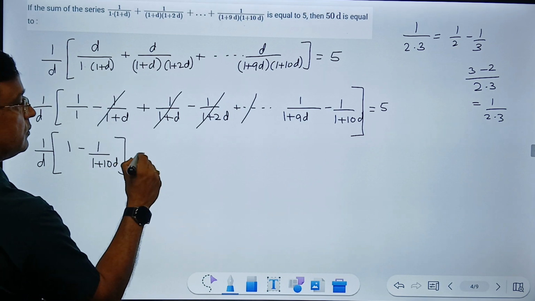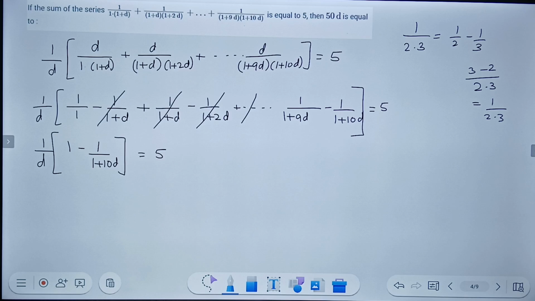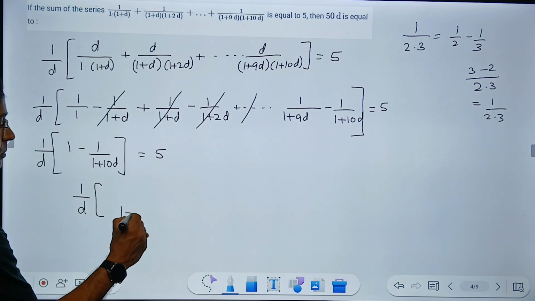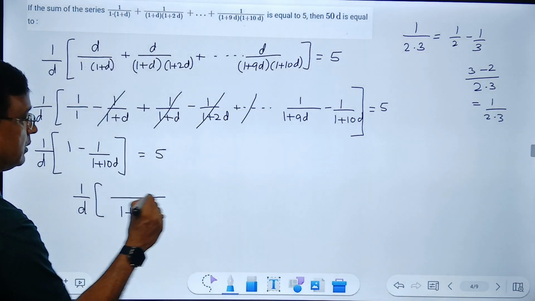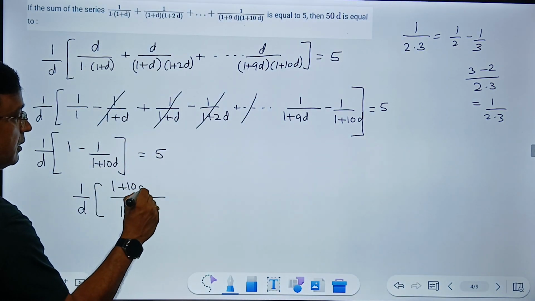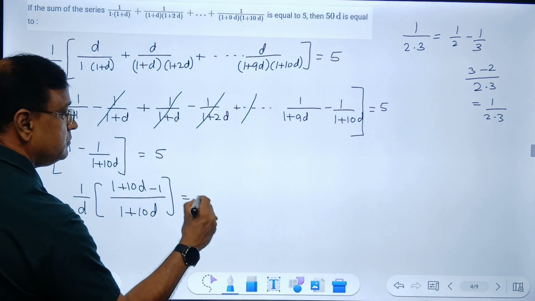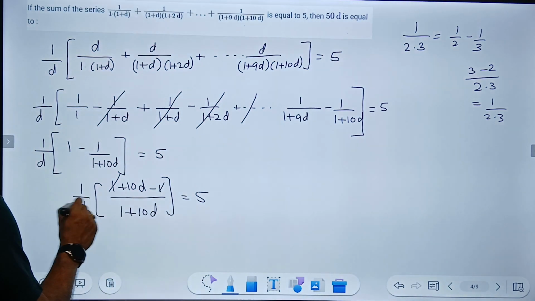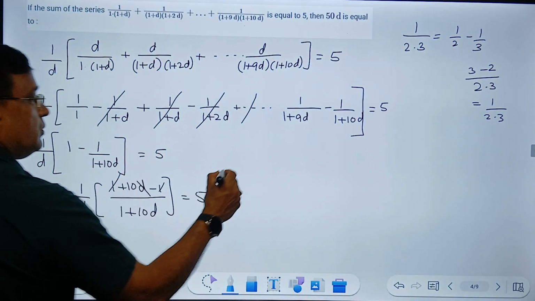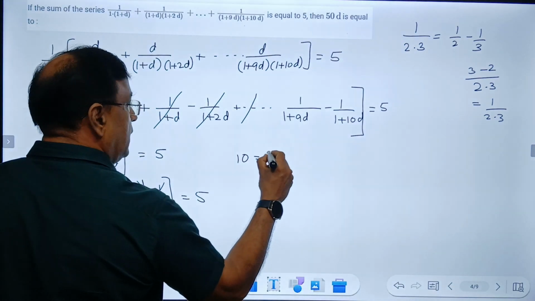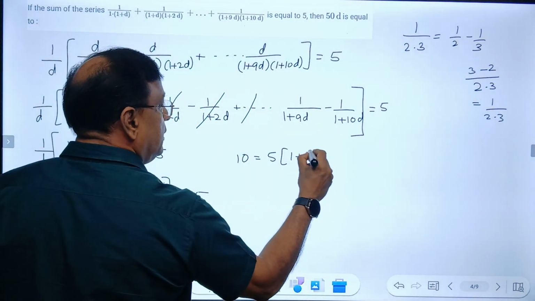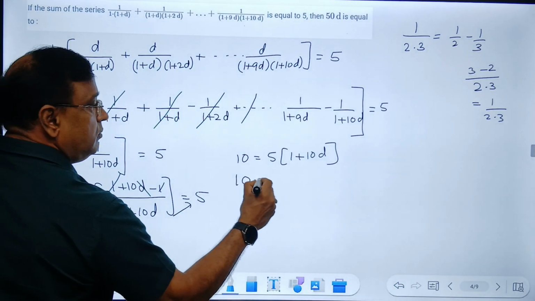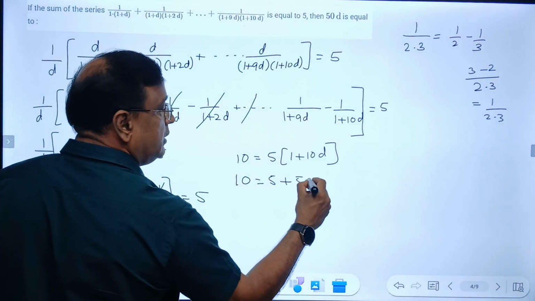Correct? So it is equal to 5. Now you take LCM. If you take LCM, what do you get? 1 by d into 1 plus 10d is the LCM. So I get 1 plus 10d minus 1. So they get cancelled. So what are you left with? And you can cancel the d's also. So I get 10 equal to 5 into 1 plus 10d. Correct? Cross multiply. So 10 equal to 5 plus 50d.